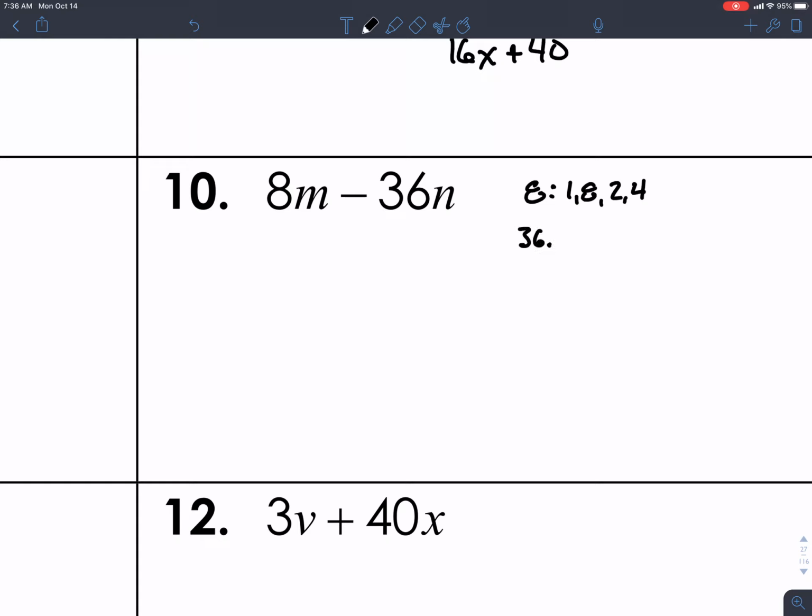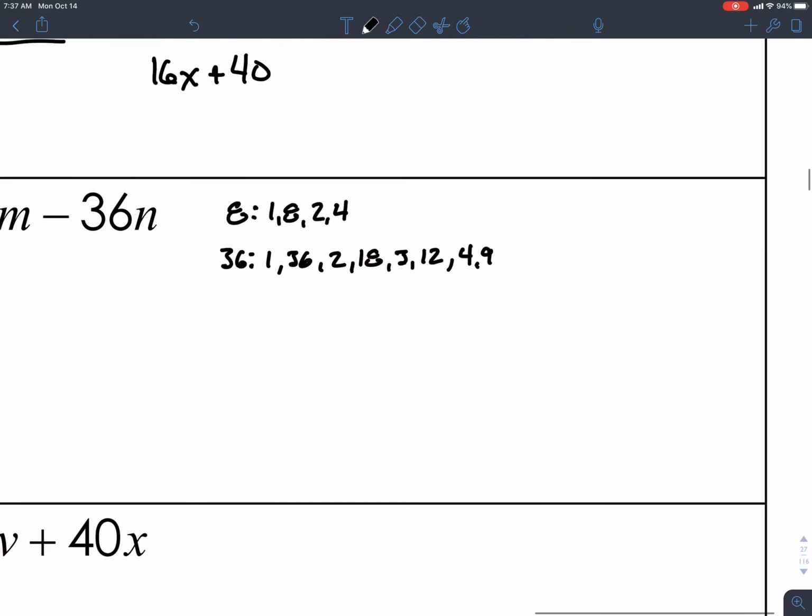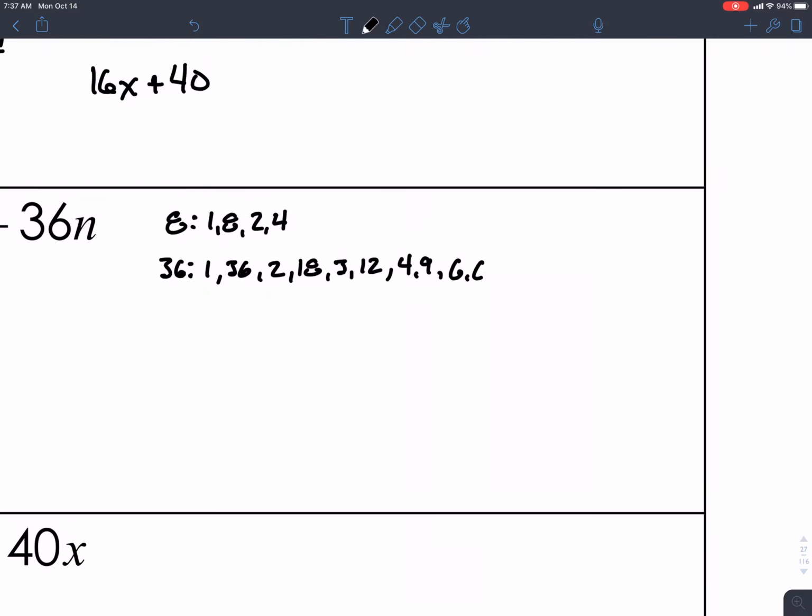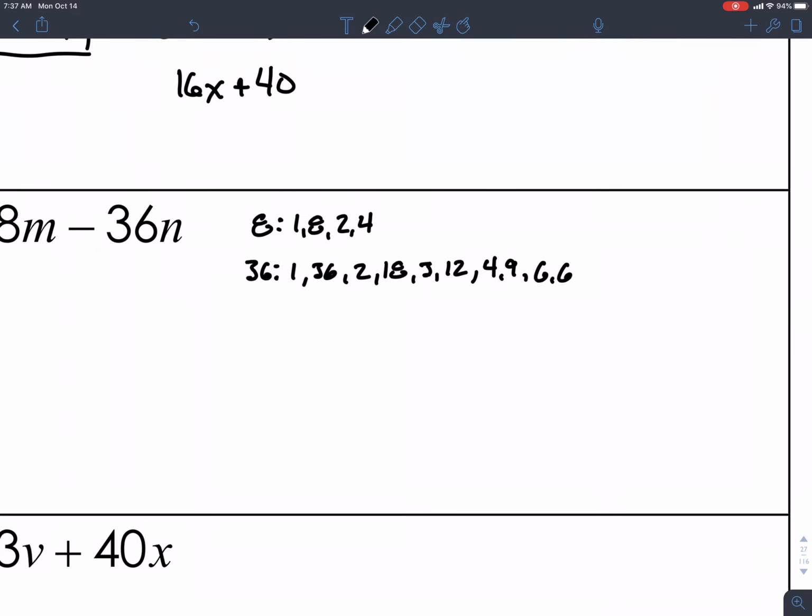Let's look at 36. There's 1 times 36. There's 2 times 18. There's 3 times 12. There's 4 times 9. And 5 doesn't go in. Let's look, 6 times 6. So there's all the numbers we have, I think. There's no 7. Does 8 go in? 8 doesn't go in. 9 should go in, yeah. 4 times 9, we already did that one. So we don't care about ones, remember.